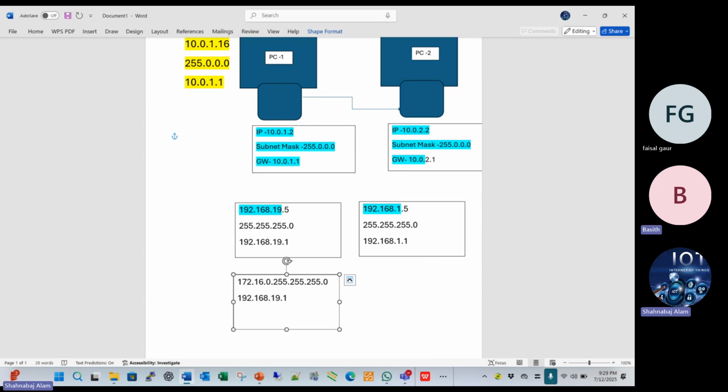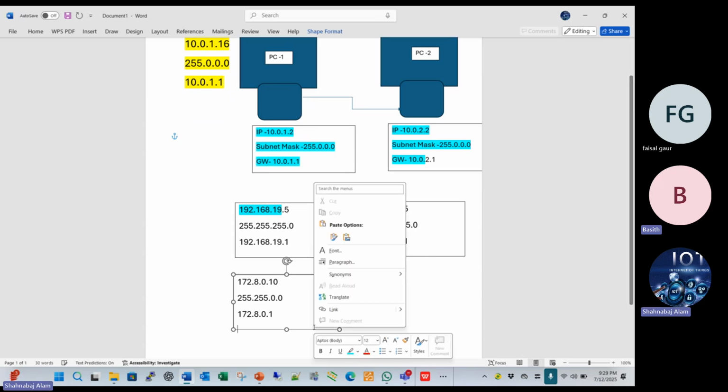172.16.0... Can you give a backspace? Sorry, I will tell you one IP: 172.8.0.10. Can I assign that now? One second. 172.8.0.10. This one, right? Yes. 8 dot 0 dot, now it's one.